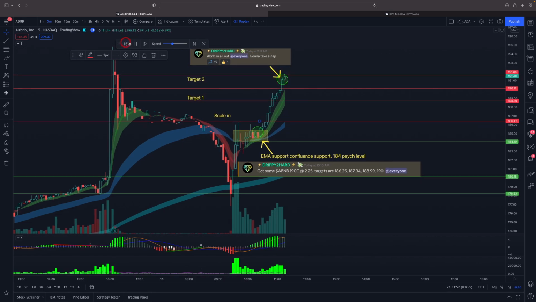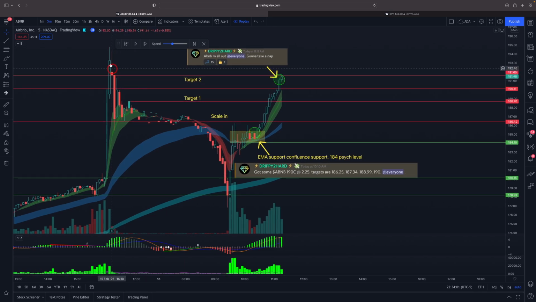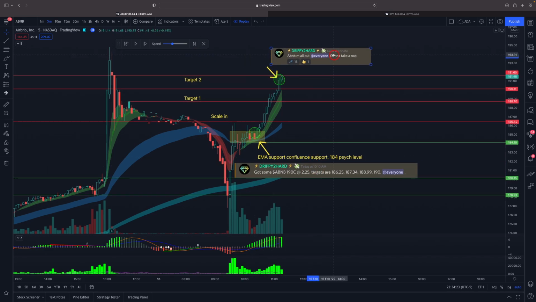At this point I'm like, okay, we have met the target of 190, and it's approaching that pre-market supply area. You can see here clearly that it got rejected, hammered down twice. It was already extended from 185 to 191. So I was like, okay, I'm all out. I'm gonna take a nap because I was sick. From 10:10 to 11:12, a one-hour trade, pretty good trade in my opinion.